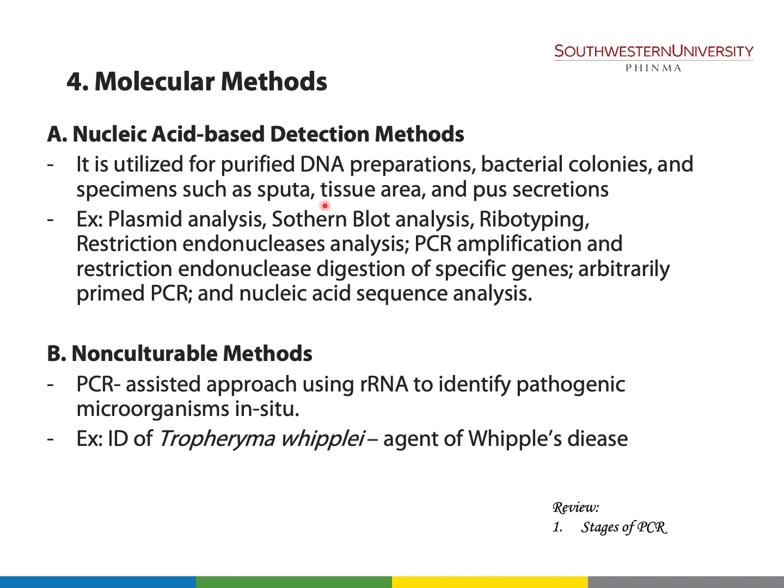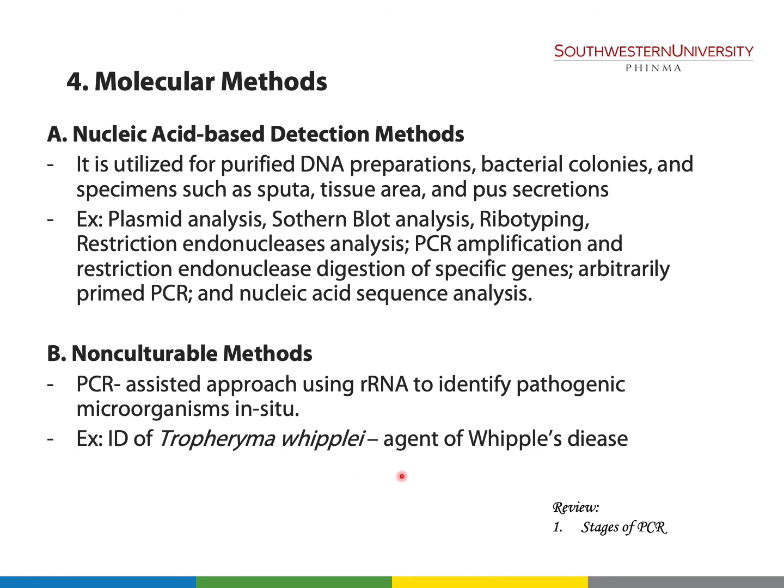The main principle of this test class employs DNA probe technology that identifies an organism by probing genetic composition like base pairs and sometimes RNA, ribosomal RNA. You also have your non-culturable methods. You have your PCR-assisted approach using rRNA to identify pathogenic microorganisms in situ. Clinicians have long been aware of human diseases that are associated with visible but cannot be cultured microorganisms. Scientists are now using a PCR-assisted approach to identify these microorganisms.